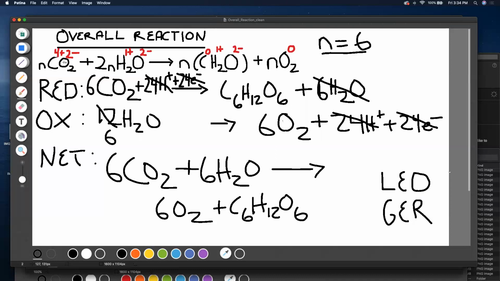And you can see from the initial equation that this was already balanced as far as charges, but you did have twice as many hydrogens on this side than you did on this side. If you were to put in 6 here, you would have 24 hydrogens and only 12 hydrogens on this side. So we ended up balancing the hydrogens going through this redox.